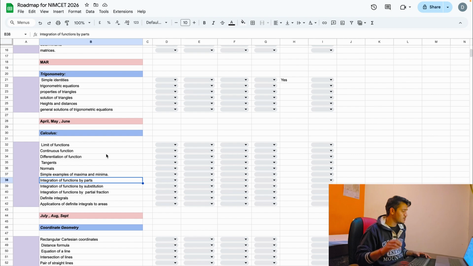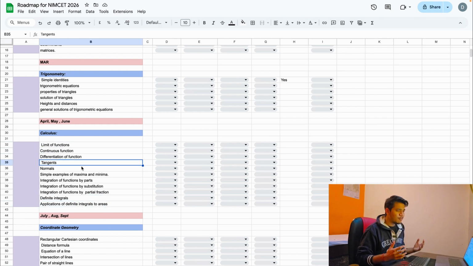Then under integration, you have integration of functions by parts, by substitution, by partial fractions. You have definite integrals, then applications of definite integrals, limit of functions. So these are, I think, a bit difficult topics and they need some more time. So I have given 3 months to calculus: April, May and June.